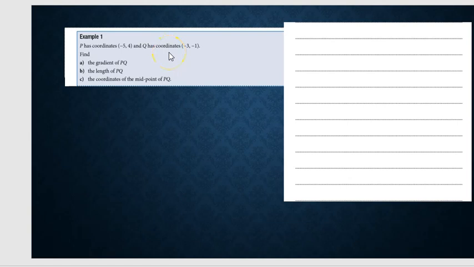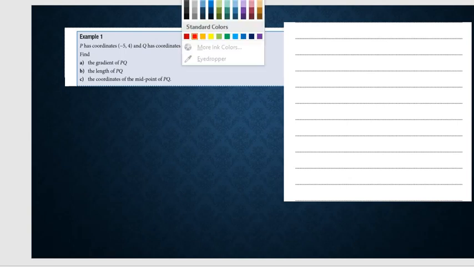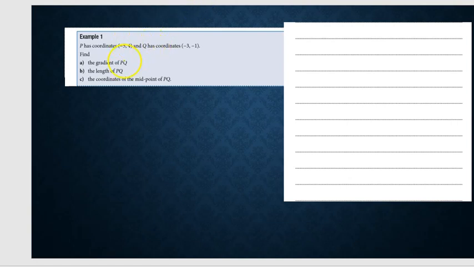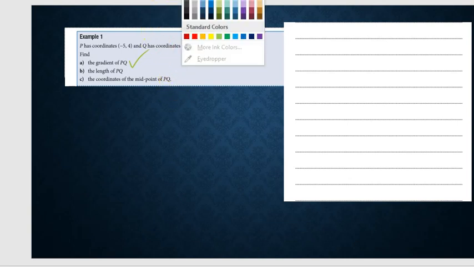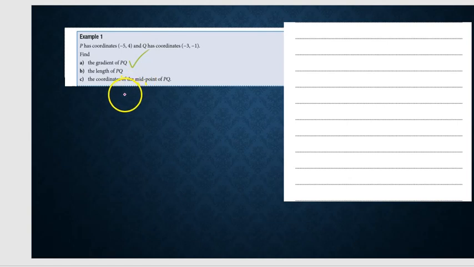So let's take the first example. P has coordinate -5, 4, and Q has coordinate -3, -1, right? Find A, the gradient of PQ. What is the gradient of PQ? Let's check that out. B, find the length of PQ and the coordinate of the midpoint of PQ. Wow. Okay, so let's look at the first one.